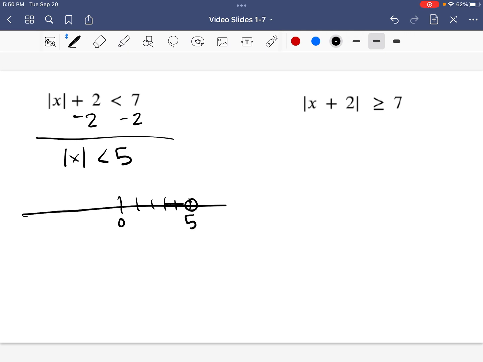Any number that I choose in here will have a distance less than 5 from 0. And any number I choose in here has a distance less than 5, right? This has a distance less than 5. This has a distance less than 5. So the set of all the numbers that have an absolute value less than 5 would be -5 less than x, which is less than +5. My answers have to be in between those two numbers.